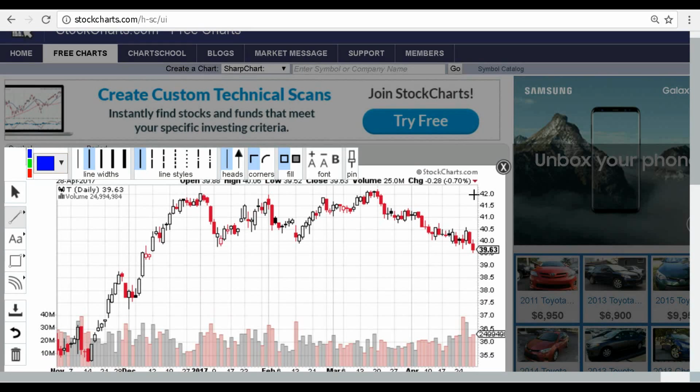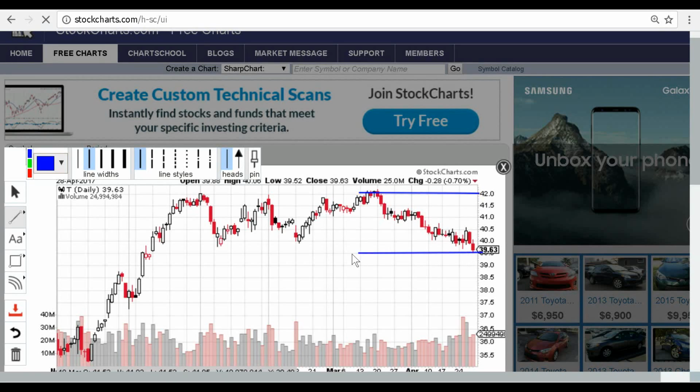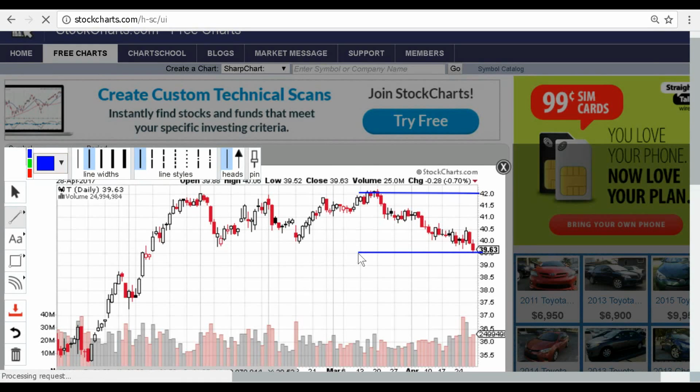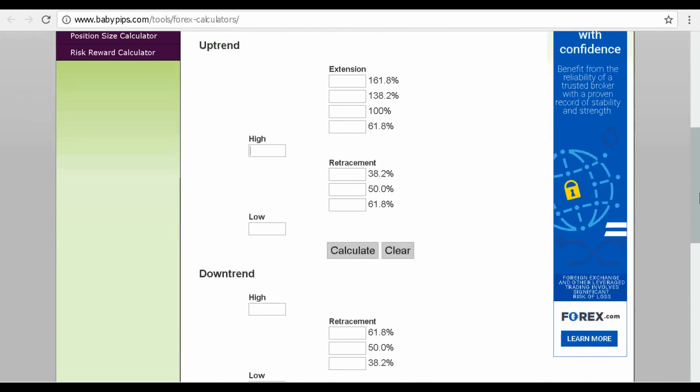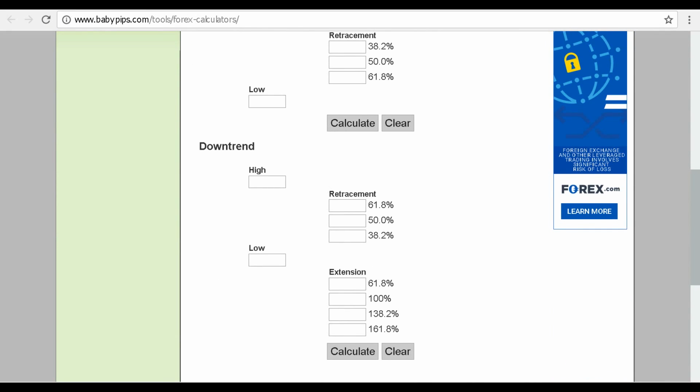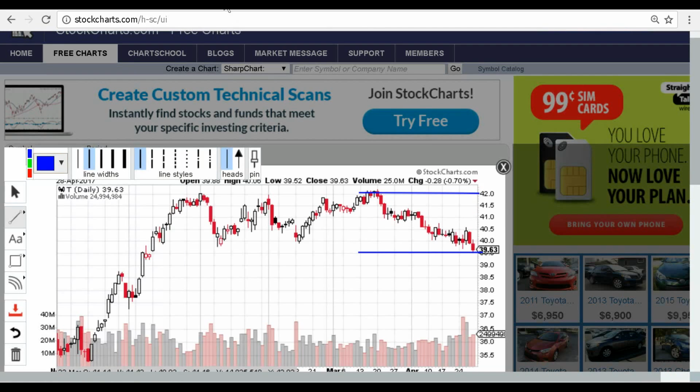and we're going to draw a line at about 42 here, and another one at around, let's say, 39.50. And you can make your numbers more exact if you want to. I'm just rounding here to keep it simple. All right. And so you want to know if this downtrend is going to start to retrace. So really your 0 is here and your 100% is here. Let's go ahead and clear that out. Go back down. Downtrend, let's say the high 42, low 39.50.